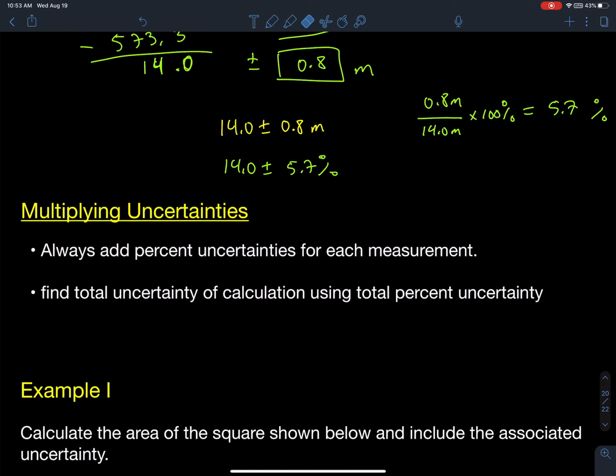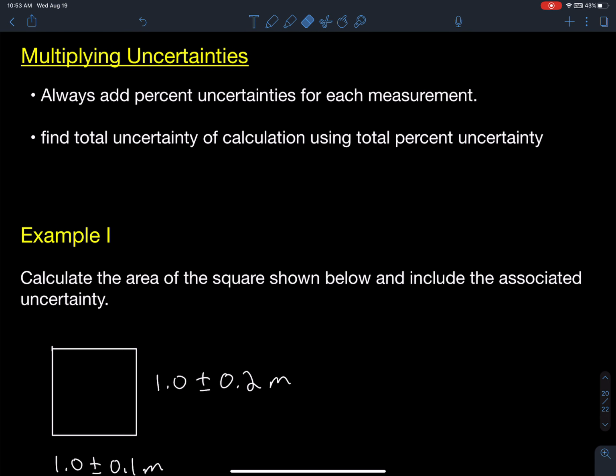Okay, so what happens when we multiply uncertainties? If I'm doing a function where I've got multiplication, in that case, you always add percent uncertainties. So I always add the percent uncertainties for each measurement, and then I use that total percentage of uncertainty to calculate everything else. Once I get that total percentage uncertainty, then I can calculate the total uncertainty in my measurements.